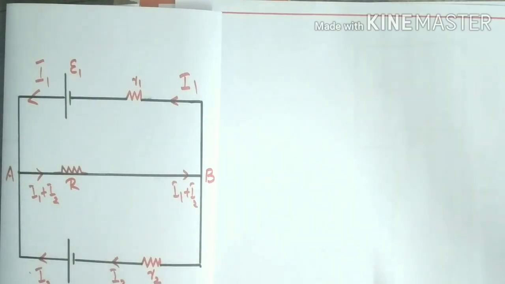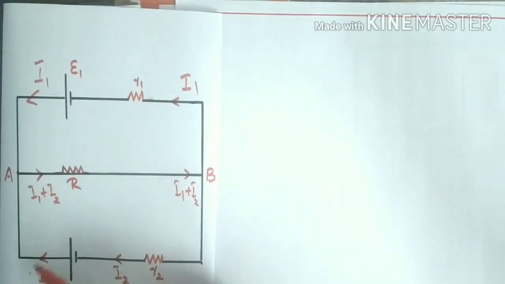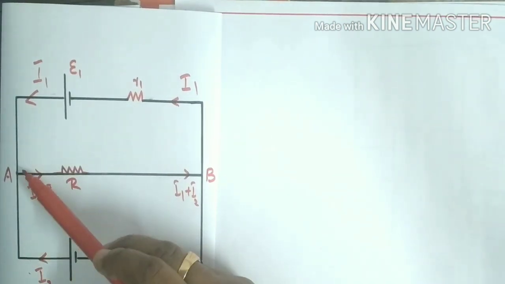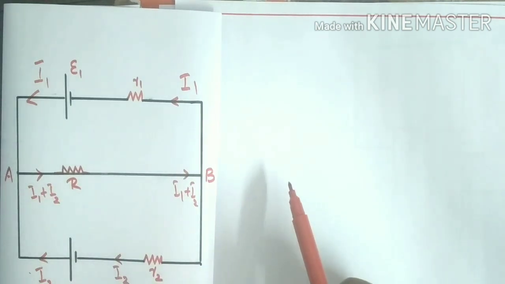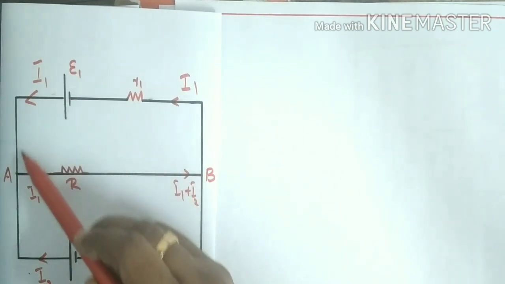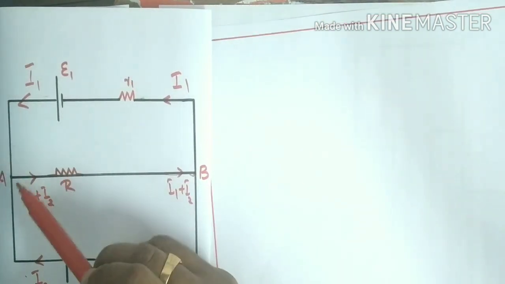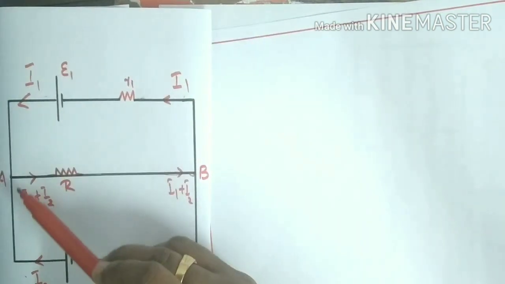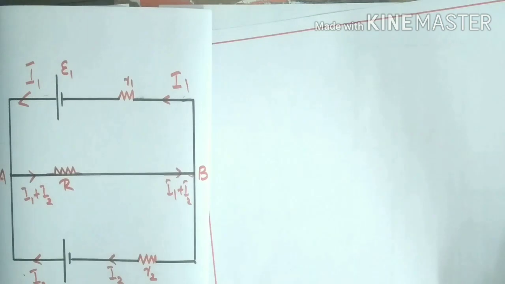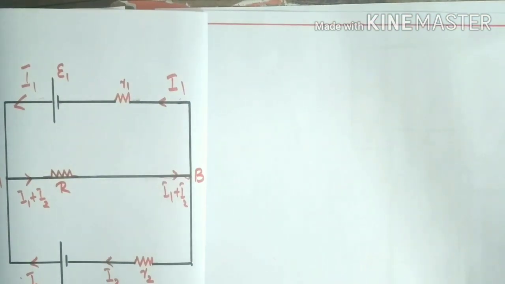Now we can see how the junction rule can be applied. At the junction A, I1 and I2 combine to form I1 plus I2. Now consider the loop. We can consider the loop rule. How will you apply the loop rule? We can consider loop A, B, E1, A. We can consider any loop, in clockwise or anti-clockwise direction, no problem.